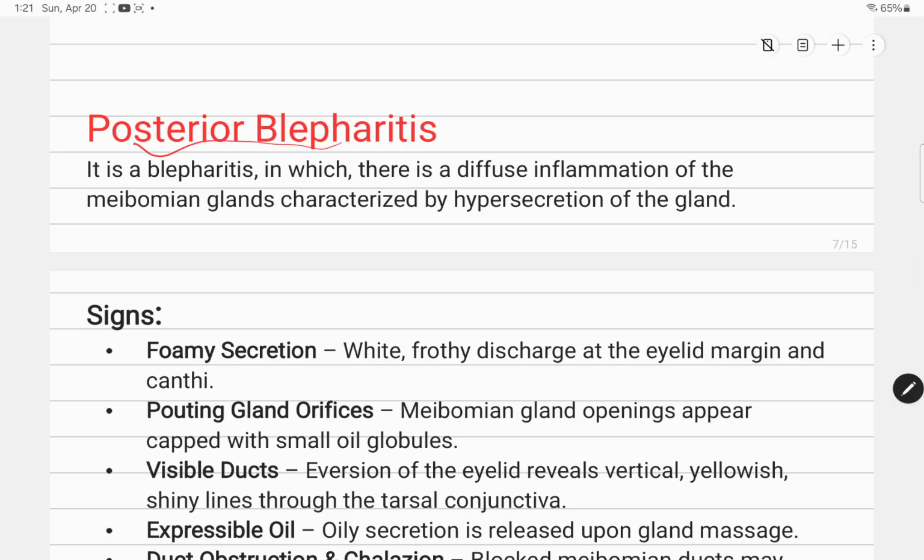Then there is posterior blepharitis. We have discussed anterior blepharitis, now there is posterior blepharitis. In posterior blepharitis, the gland that is present away from the anterior lid margin is affected, and that is the meibomian glands.